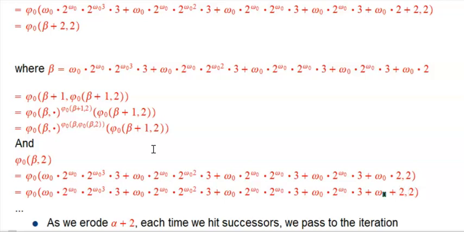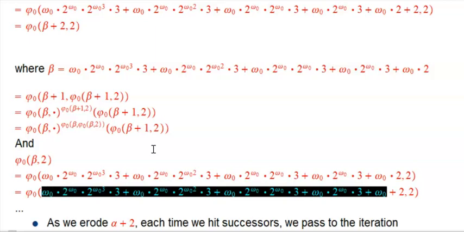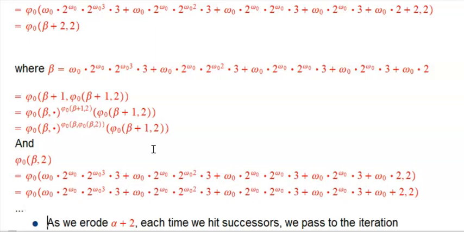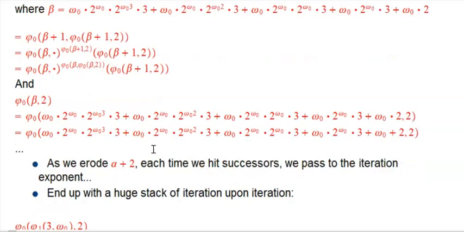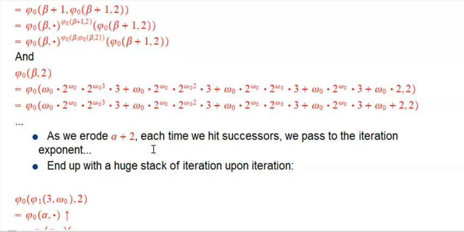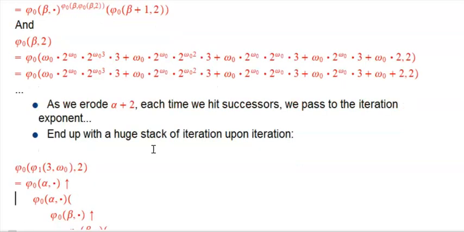And then we're going to call this guy gamma, and then we're going to do it again. Okay, let's see. What's the pattern here? As we erode that original, the first time we got a successor, we call it alpha plus 2. Each time we hit successors, we pass into the iteration exponent. So we're going to end up with a huge stack of iteration upon iteration upon iteration. Let me just show you that stack, and I think I'm going to continue this in the next video.